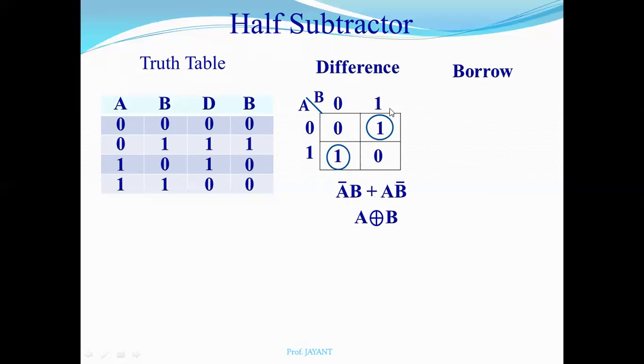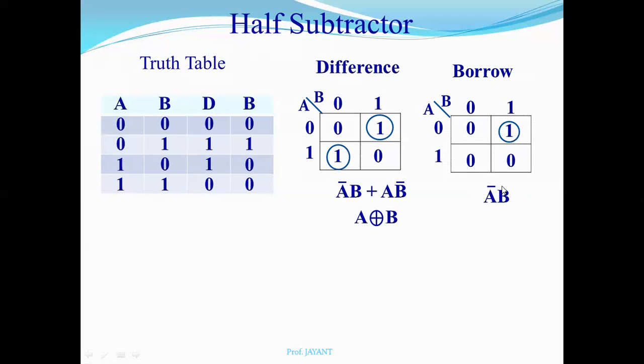And for borrow, draw the K-map for A and B. Again put 0, 1 and 0, 1 here. For 0, 0, borrow is 0. For 0, 1, borrow is 1. For 1, 0, borrow is 0. And for 1, 1, borrow is 0. Now solve this K-map for that 1. This one is nothing but your A bar B.